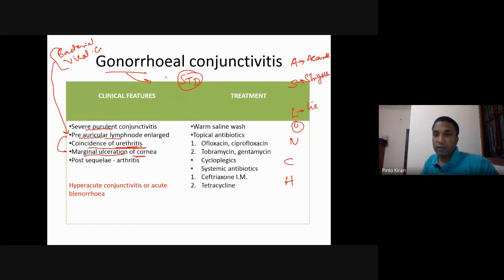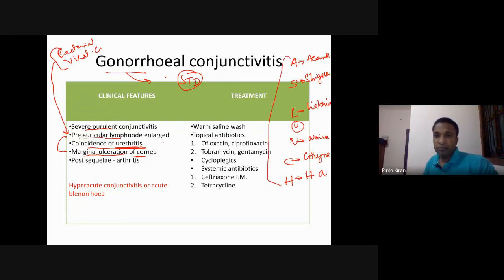You have a Listeria. With N we have a Neisseria. With C we have a Corynebacterium. With H we have a Haemophilus aegyptius. Hope you remember these things. This is very important.